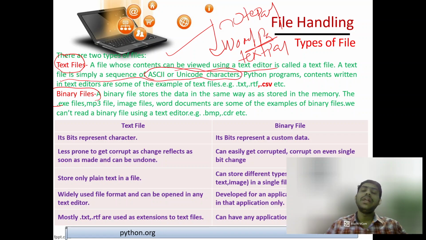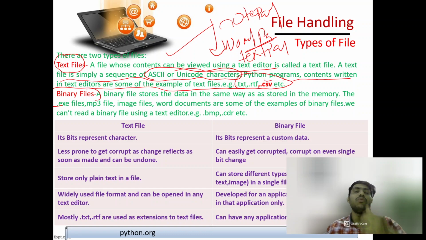You know what is ASCII code, what is Unicode? ASCII code stands for American Standard Code for Information Interchange, and Unicode is the universal character code that every file system supports, whatever character we are writing. Python program content written in a text editor, and some examples of text files are .txt, RTF, and CSV.